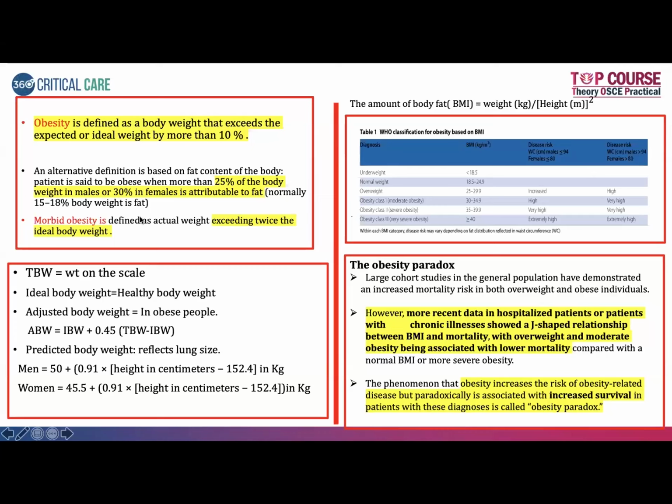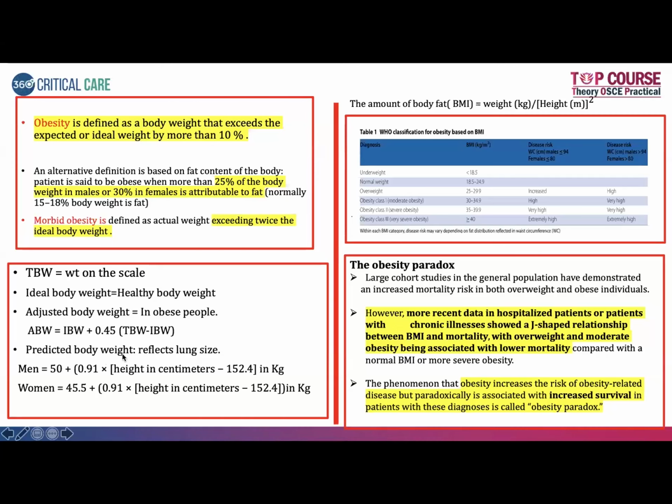Morbid obesity is defined as exceeding twice the ideal body weight, and there are certain formulas that you need to know. So what is ideal body weight? Adjusted body weight. Adjusted body weight is equal to ideal body weight plus 0.5 times the difference between the total body weight and the ideal body weight.